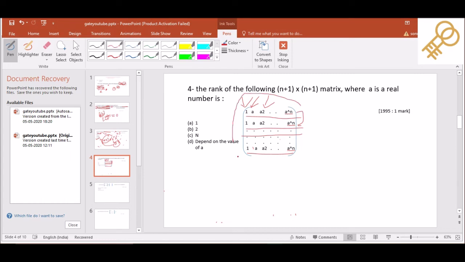Okay, in that case, if all the rows are linearly dependent on each other, you know that the minimum rank of any non-zero matrix will be 1. So 1 will be the correct option for this question. So the correct option will be 1.